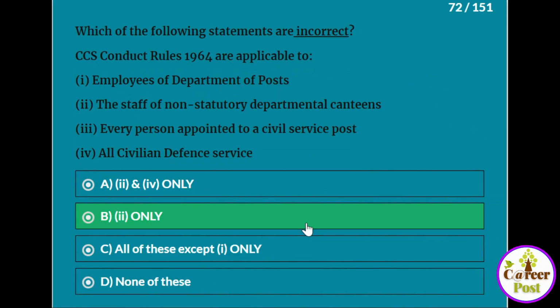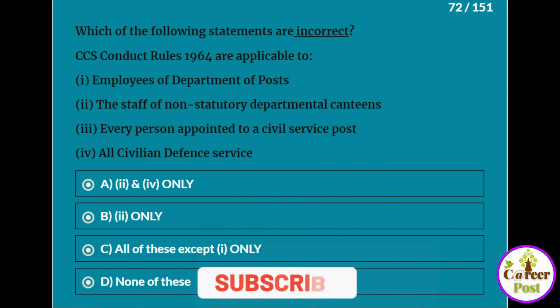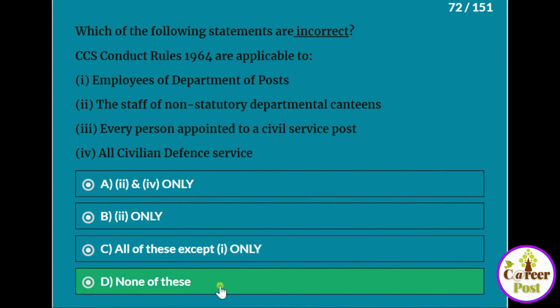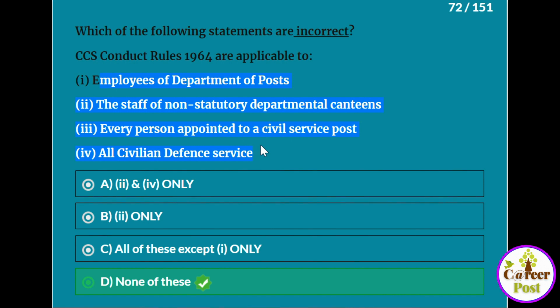Which of the following statements are incorrect? CCS Conduct Rules are applicable to employees of Department of Post, the staff of non-statutory departmental canteens, every person appointed to civil service post a civilian defense service. Here none of these is correct because here the question is incorrect. But here are the given employees, all these come under the CCS conduct rules because CCS conduct rules are applicable to all of these staff.